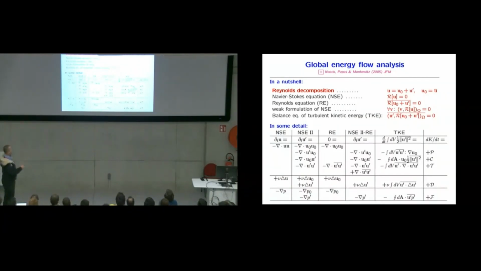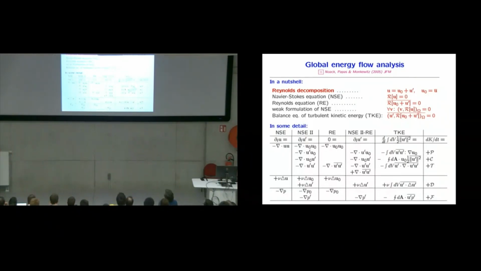The Reynolds equation is essentially the residual with the Reynolds decomposition equal to 0. A weak formulation means you take the residual and multiply it with any test function, and you should get 0. Why this effort? Well, you can include, for instance, shocks in your solutions. And if you multiply the residual with U prime, then you get an interesting equation. You get the equation of fluctuation energy.